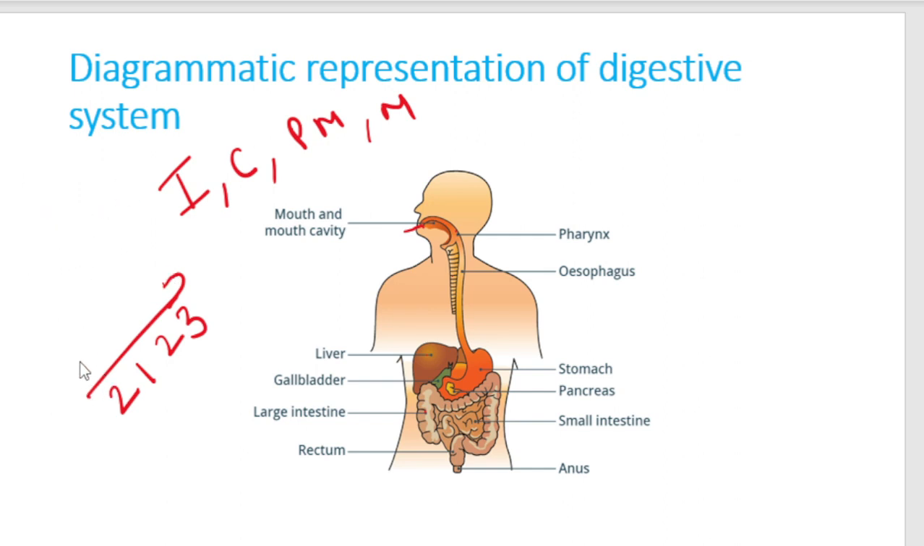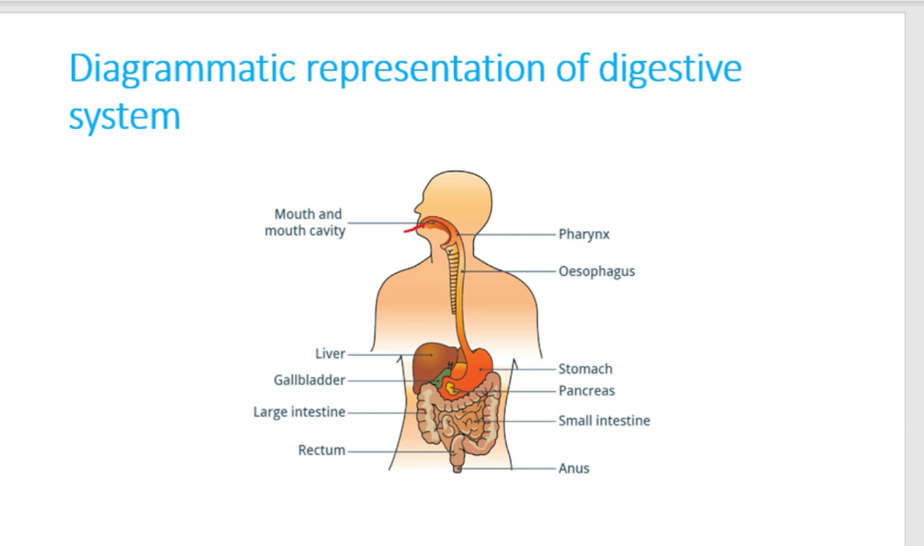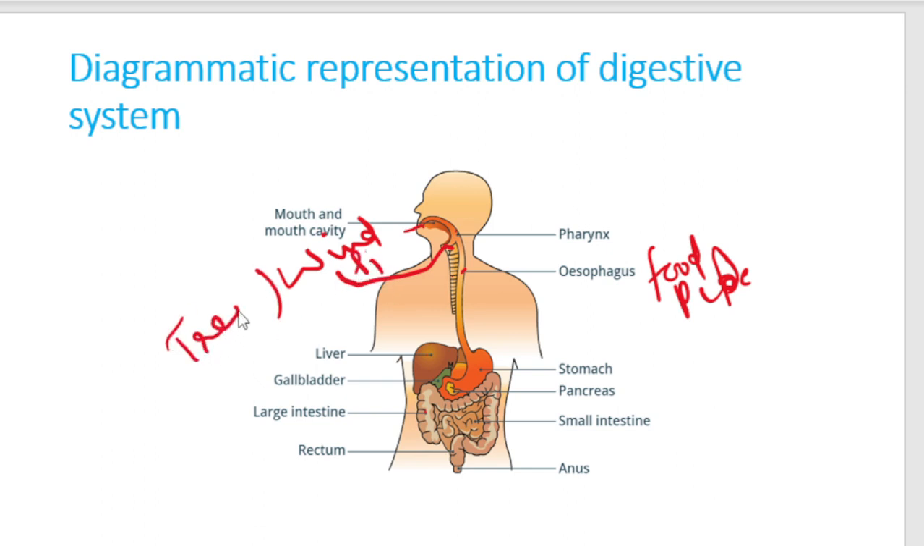After the crushing of the food, it is taken via the esophagus, a canal. This is also called the food pipe. While there is a windpipe through which air comes, which is called the trachea, which we have learned in respiration. Trachea is the windpipe, while the esophagus is the food pipe.